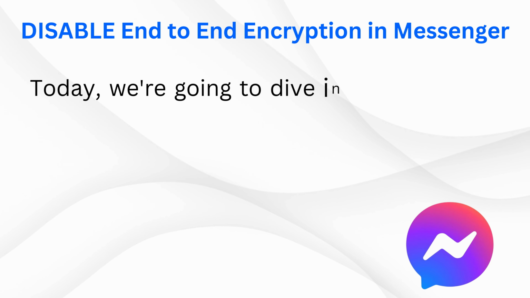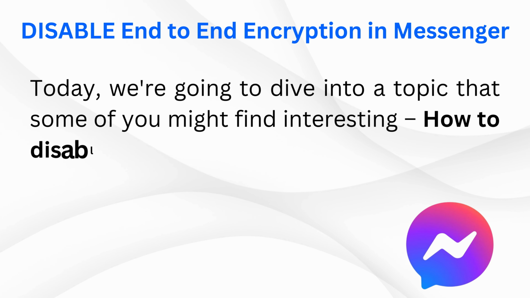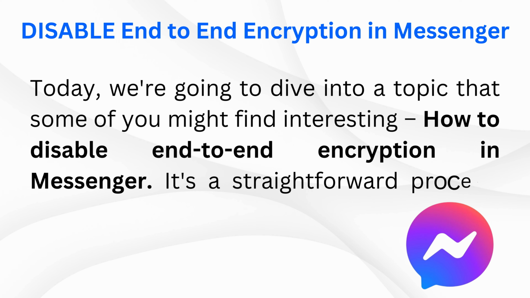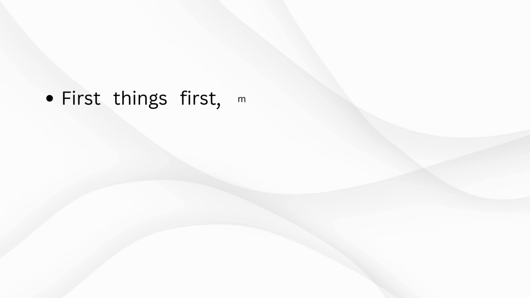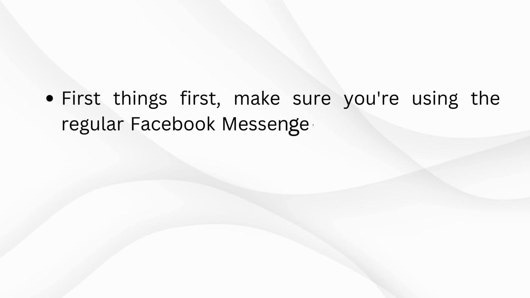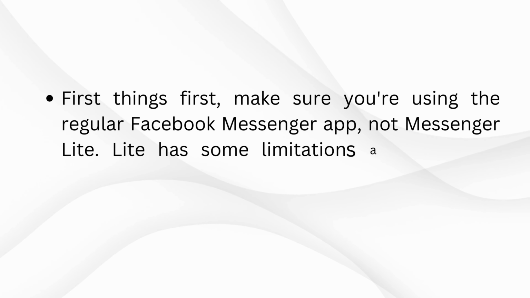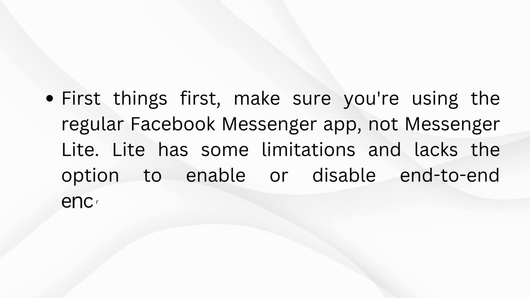Today, we're going to dive into a topic that some of you might find interesting: how to disable end-to-end encryption in Messenger. It's a straightforward process, so let's get right into it. First things first, make sure you're using the regular Facebook Messenger app, not Messenger Lite. Lite has some limitations and lacks the option to enable or disable end-to-end encryption.